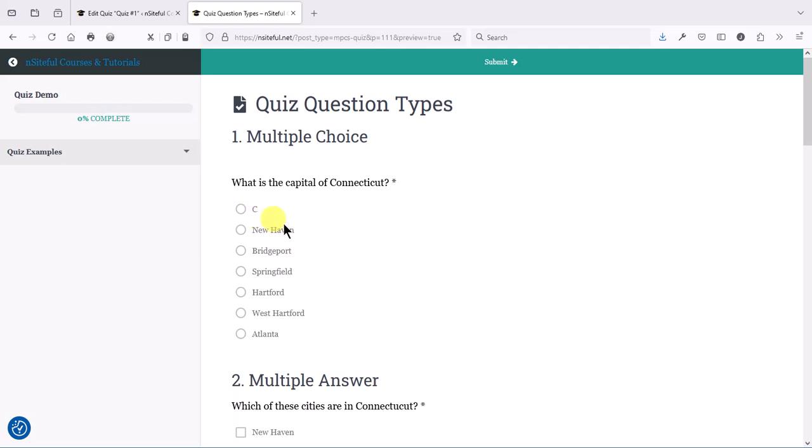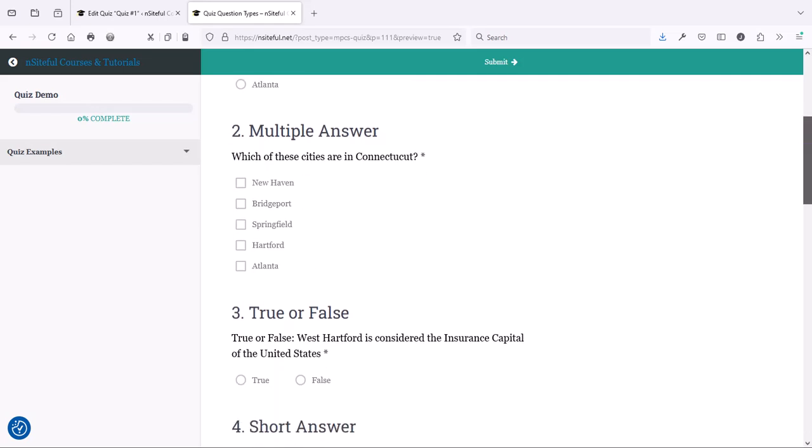Well, I know it's not C. That's a wise guy answer. I'm gonna say it's Bridgeport. By the way, I'm gonna add a lot of wrong answers here on purpose.